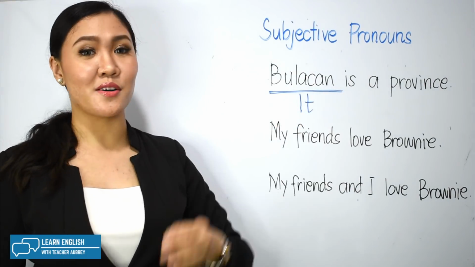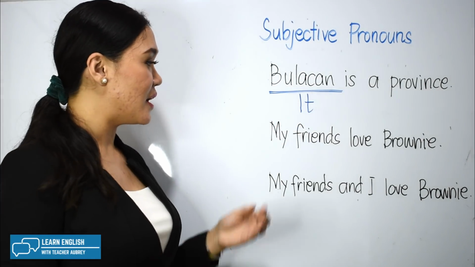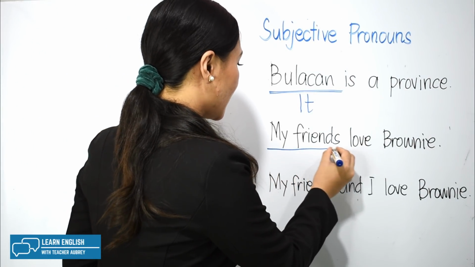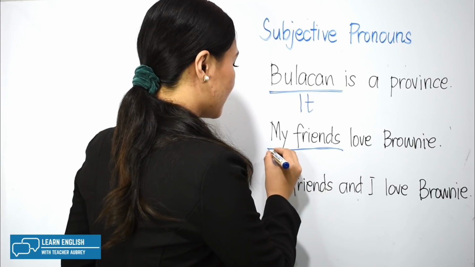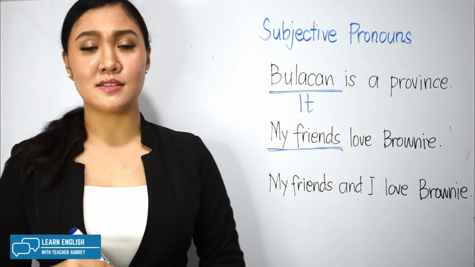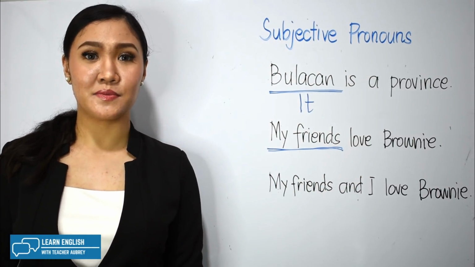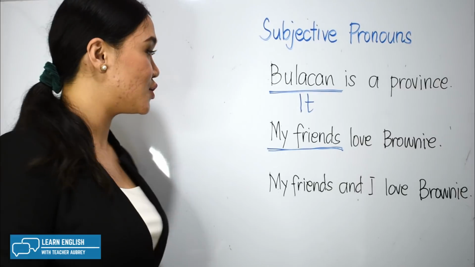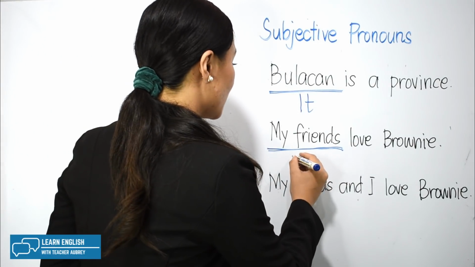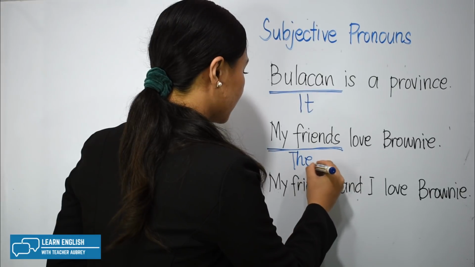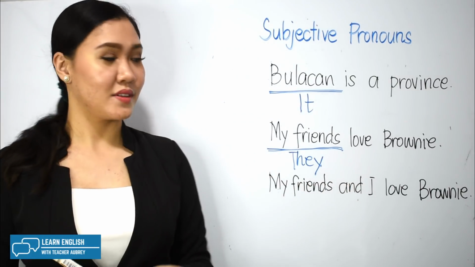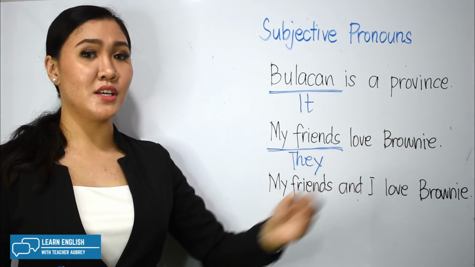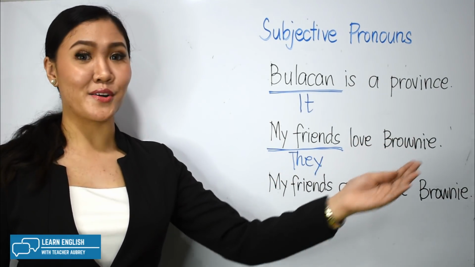It is a province. Second one, we have, my friends love Brownie. We are talking about my friends. My friends, they are many. Many friends. So since they are many, we need to substitute that with the subjective pronoun they. They love Brownie. My friends love Brownie becomes they love Brownie.